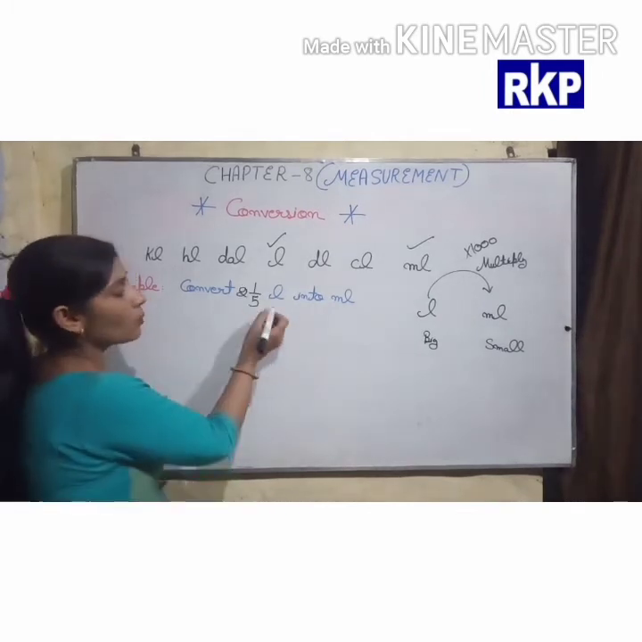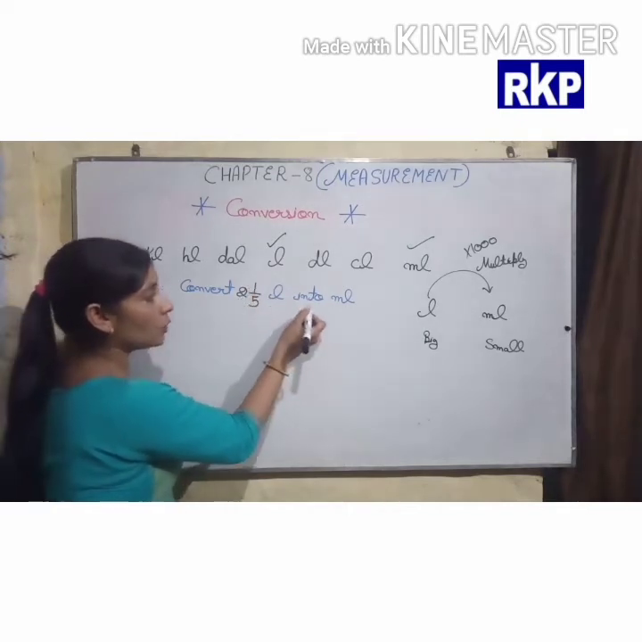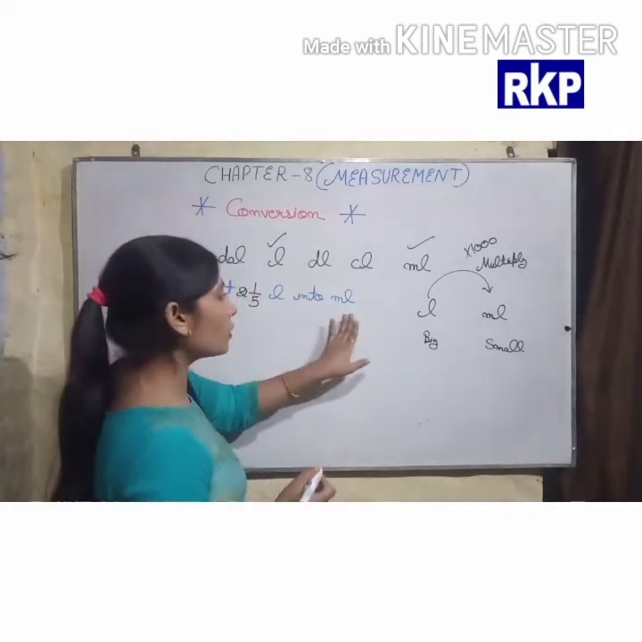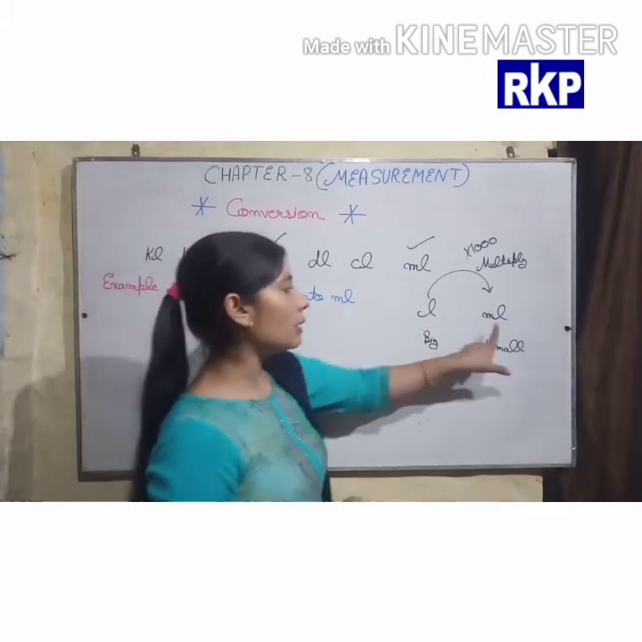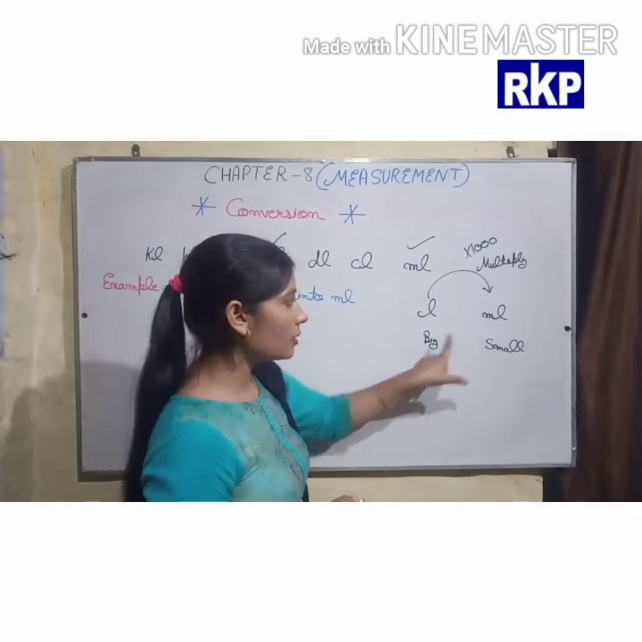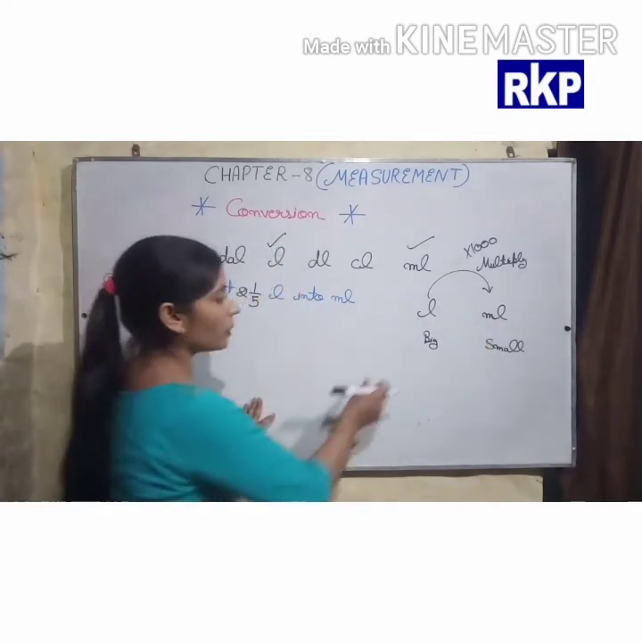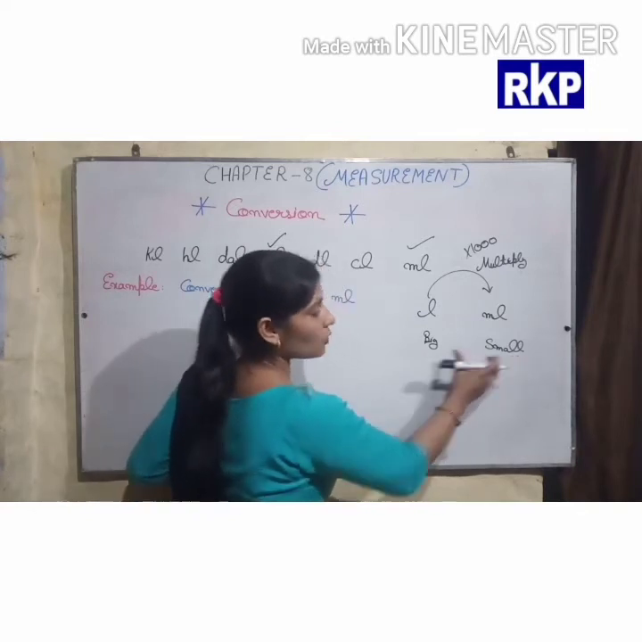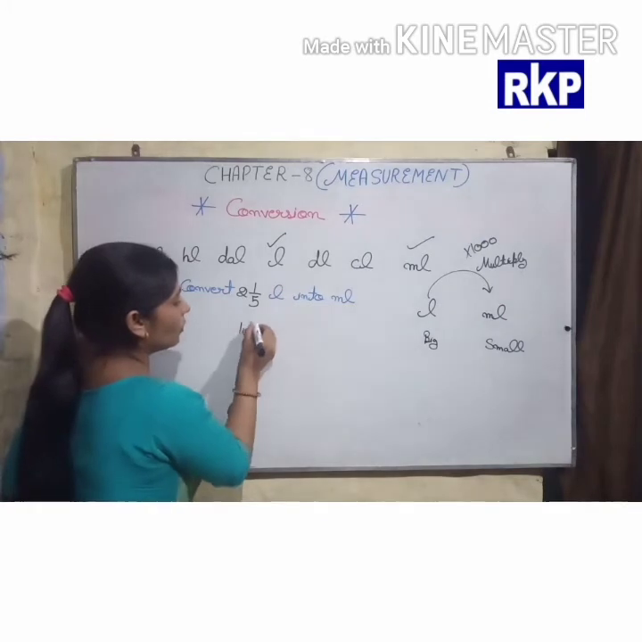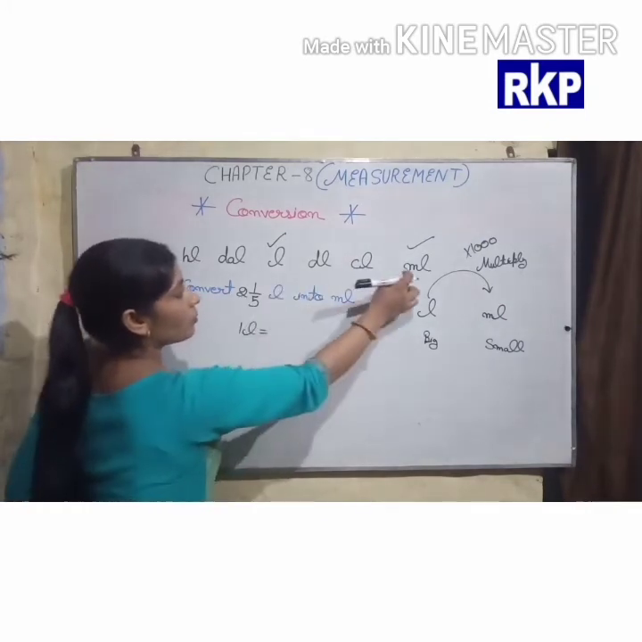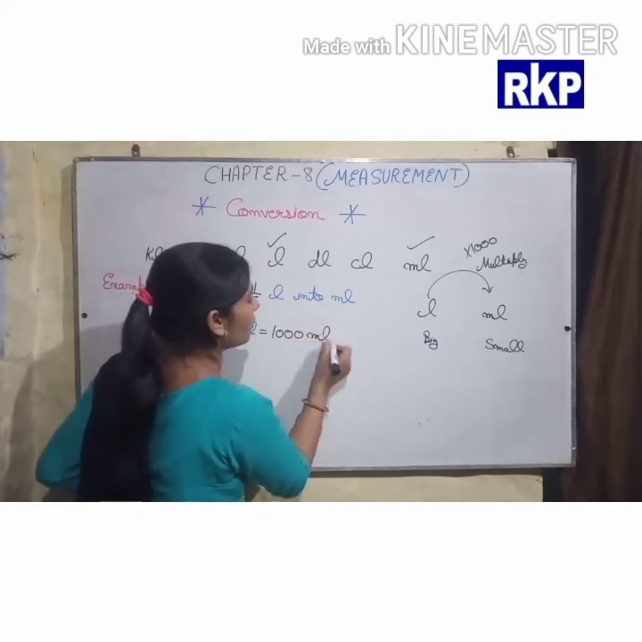Now let us take one more example. Here we have to convert 2 and 1/5 liter into milliliter. Okay, here also we have these two units, liter and milliliter. Liter is bigger unit, milliliter is smaller unit. Okay, and we have to convert bigger unit into smaller unit, so we need to multiply, and by which number? We know what is the relation between liter and milliliter. 1 liter is equal to 1000 milliliter.